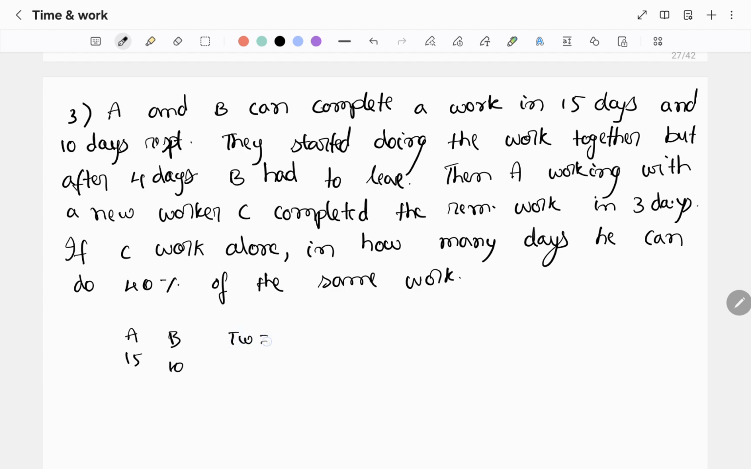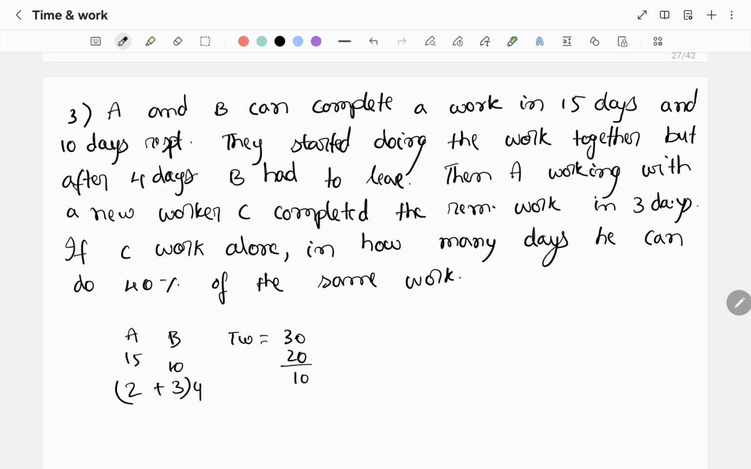Total work is equal to 30: 15 twos and 10 threes. They started doing the work together, and together they worked for 4 days. So 20 parts of the work is completed. Who has to do the remaining 10 parts?